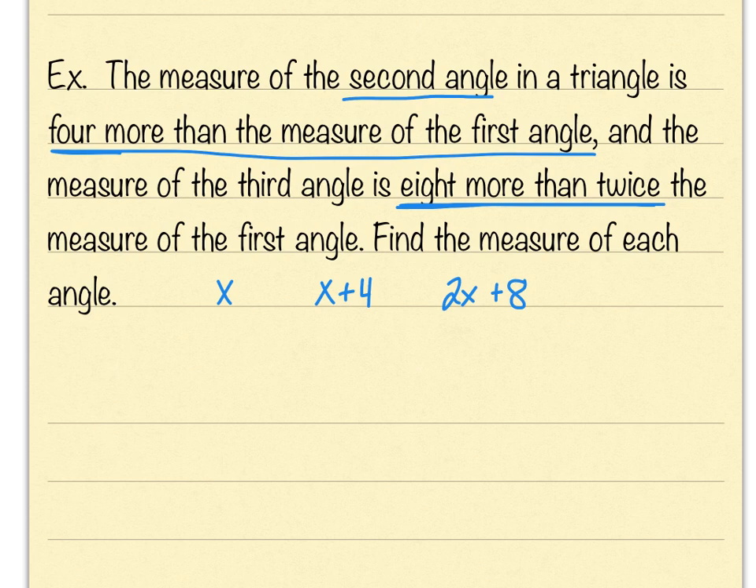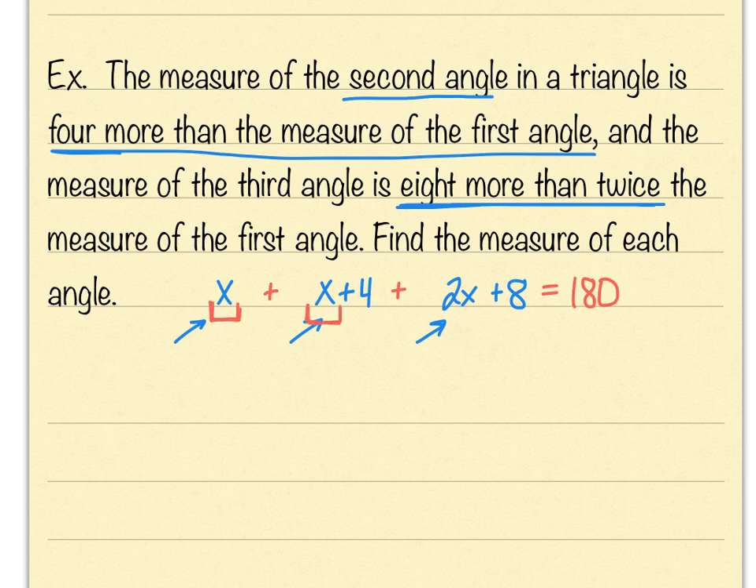So let's read this again. The measure of the second angle in a triangle is 4 more than the measure of the first. So here's the first angle. There's 4 more than the first angle. And then it says the third angle is 8 more than twice the first angle. So again, the first angle is x. So twice x would be 2x, plus 8. And because they all form a triangle, I know that together these 3 angles will add to 180 degrees. This seems like a complicated problem, but once you write those angles down and just add them together, it's just a multi-step equation that we can solve by combining our x's.